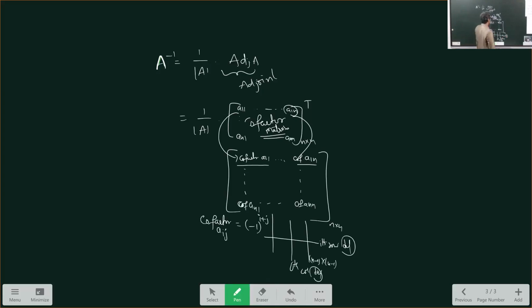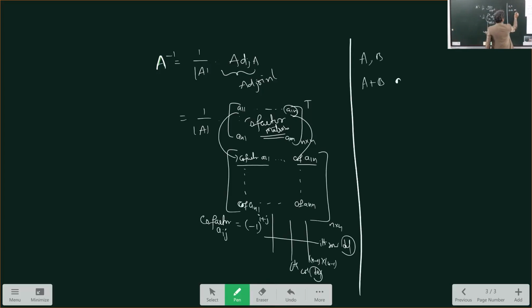That is how the determinant plays a very important role in the evaluation of the inverse. You might have studied this at your intermediate. Already we are aware that if A and B are two given matrices, then A plus B is possible only if A and B are of the same order. Otherwise it's not possible. I cannot add a 2 by 2 matrix to a 3 by 3 matrix.